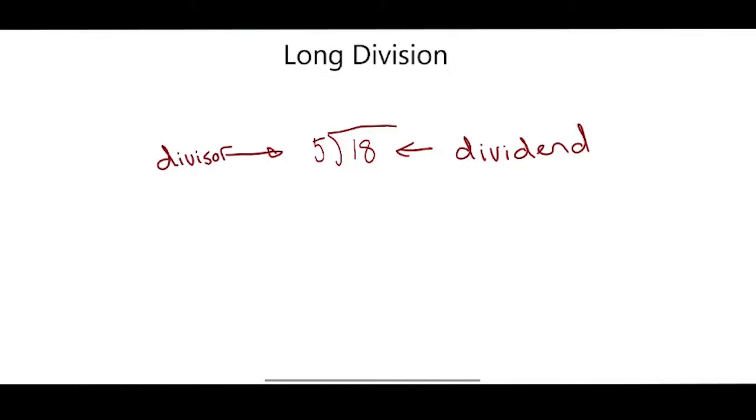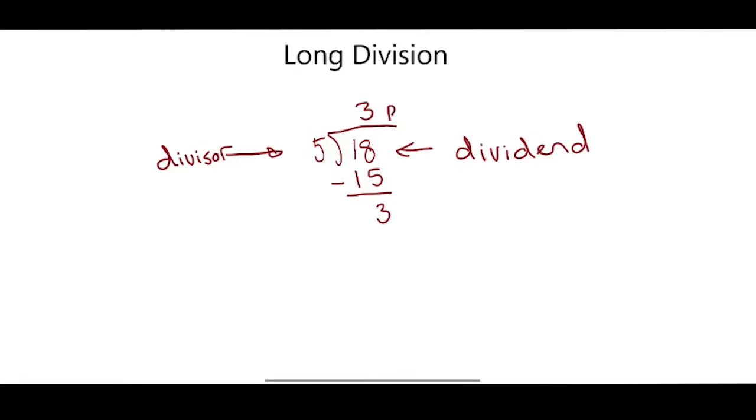So the way you do this is you look to see how many times can 5 go into 18 evenly. Well, 5 goes into 18 3 times. All right. Now what I do is I take that 3 and I multiply it by the 5. And that will give me 15.